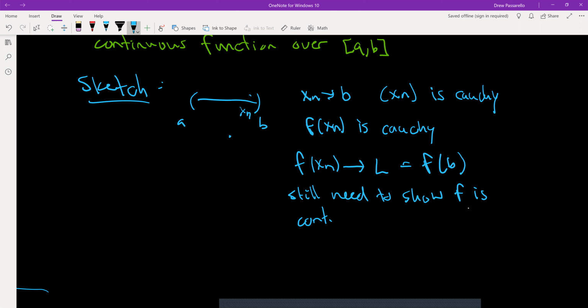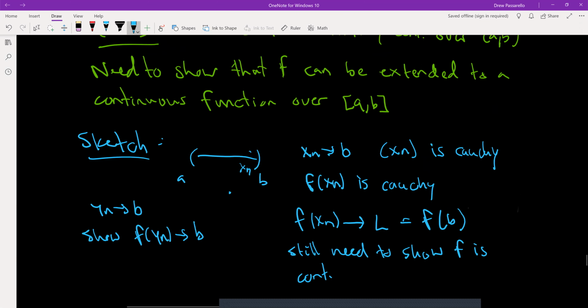And we need to also, let's see, we probably need to, and to show that it's continuous, that means we need another sequence yn that converges to b. And so f of yn needs to converge to b. All right, that's going to be the idea that we're going to be implementing.